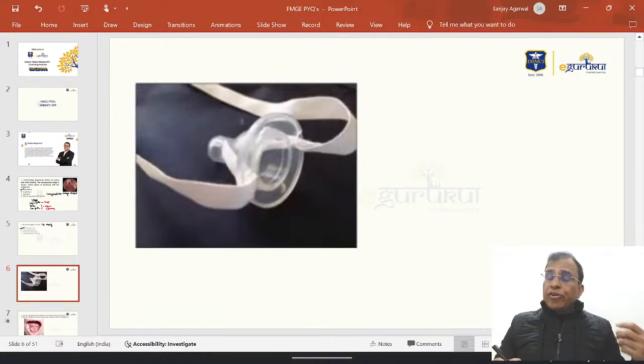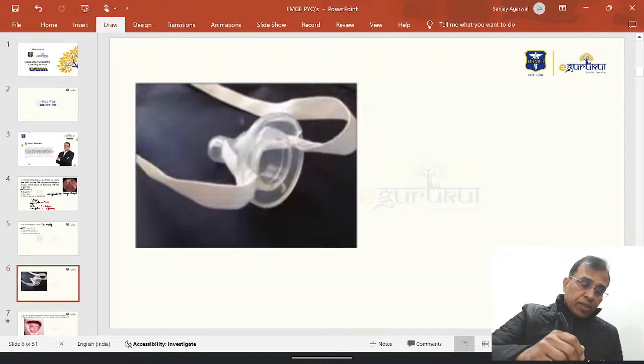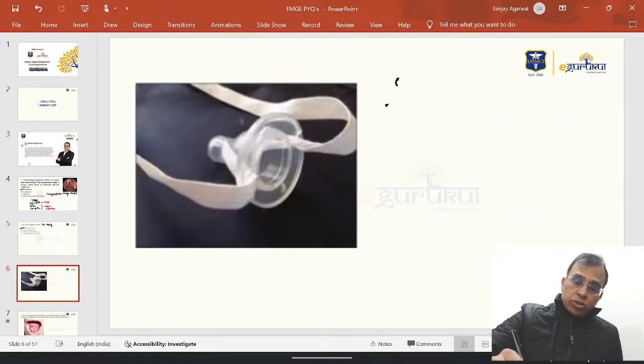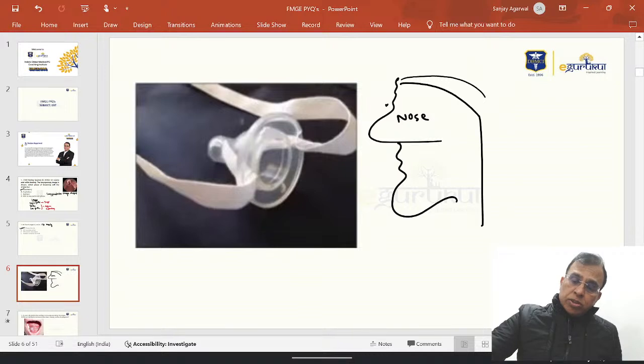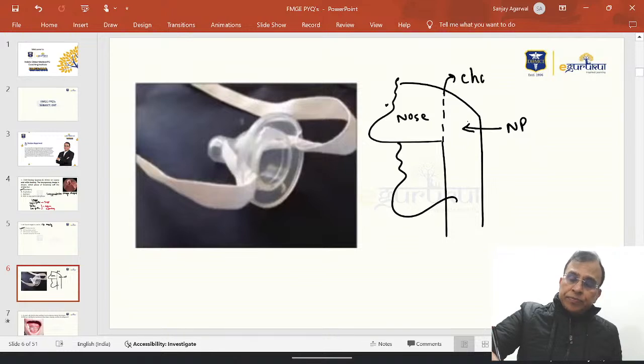So choanal atresia, I'm sure you know, is when the choana is completely blocked. What is choana? So when I draw the face like this, let me use black color. So when I draw the face like this of anybody, now this is the nose, and behind the nose, this area is the nasopharynx, NP. Nasopharynx. The boundary between the nose and the nasopharynx is called choana.